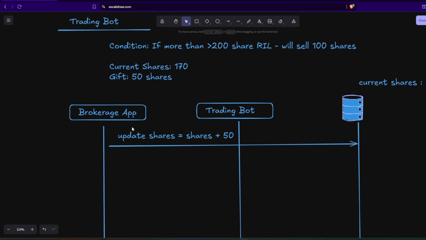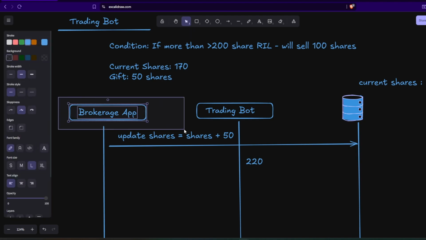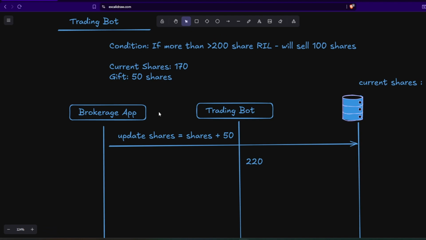You see, this brokerage app decided to gift you 50 shares, and your current share number is 170. So at this particular moment, your share count for a whisker of a second becomes 220. But interestingly, the transaction isn't committed because the account linked in your brokerage app doesn't have enough balance. So what might happen is, at that very moment our trading bot sees that there are 220 shares, and because it is going beyond 200, it sells 100 shares.